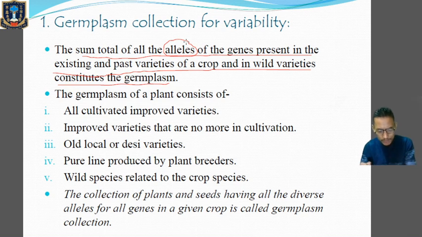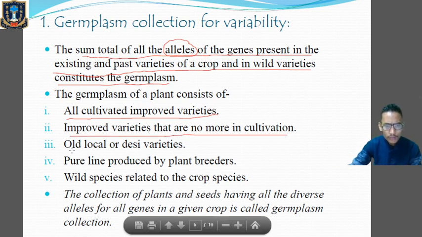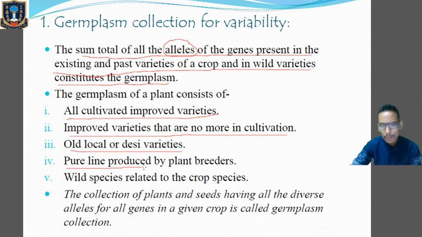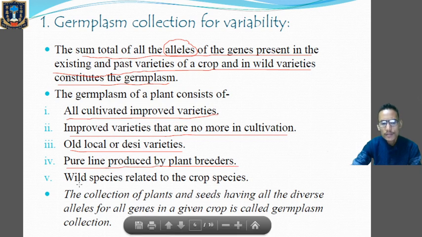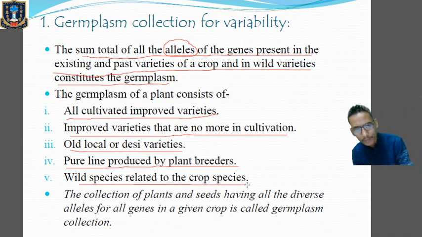Now the germplasm mainly consists of the alleles from all the cultivated improved varieties. Point number one. Number two, it contains the improved varieties that are no more in cultivation. Number three, it contains old, local or desi varieties. It contains the pure lines produced by the plant breeders and wild species related to the crop species. So germplasm consists of such particular features of the plant and the seeds.